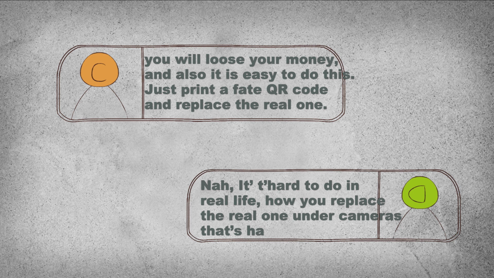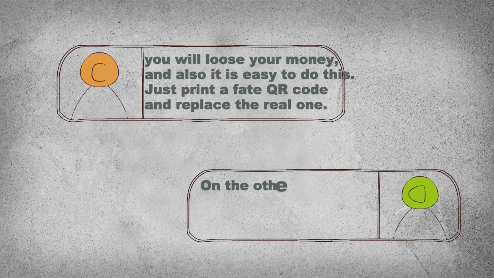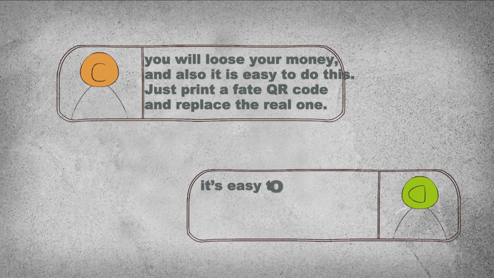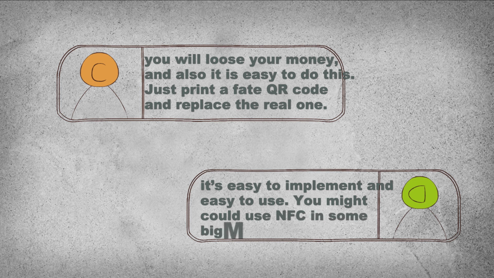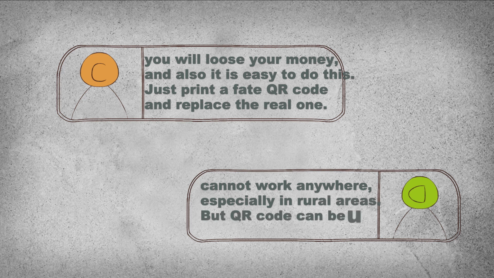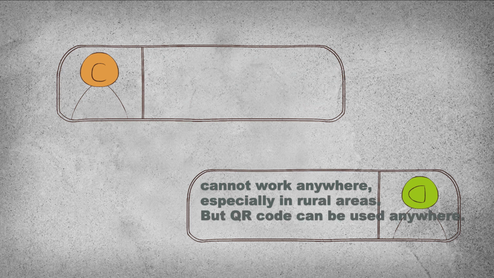That's too hard. On the other hand, QR code is easy to promote, not like NFC, which is based on physical chips. QR code is easy to implement and easy to use. And also, you might be able to use NFC in some big modern cities, but it cannot work everywhere, especially in some rural areas. But QR code is not like that. It can be used almost anywhere.